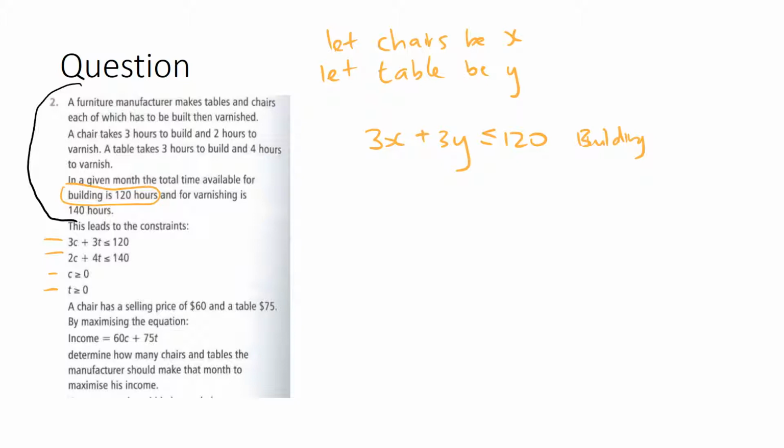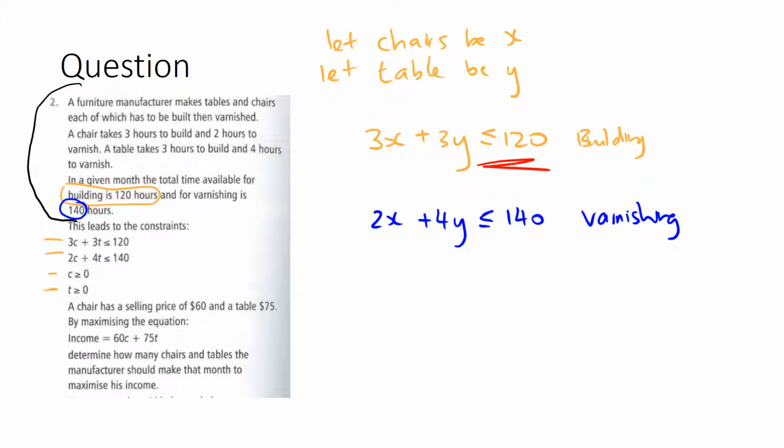But the amount of chairs and tables he builds, because they're 3 hours each, he can't build 100 chairs and 100 tables, because that would be 600 building hours, and that does not fit the constraint where he only has 120 hours to build. Make sense? So the second constraint there, for varnishing, he's got 140 hours for varnishing. Now a chair takes 2 hours to varnish, and a table 4 hours to varnish. That has to be less than or equal to 140. Can you see that? So there's our varnishing.